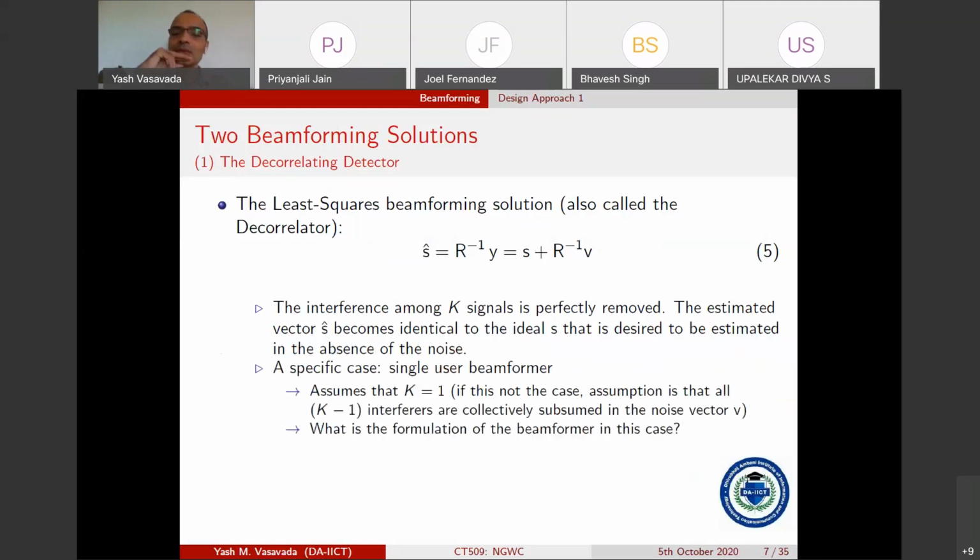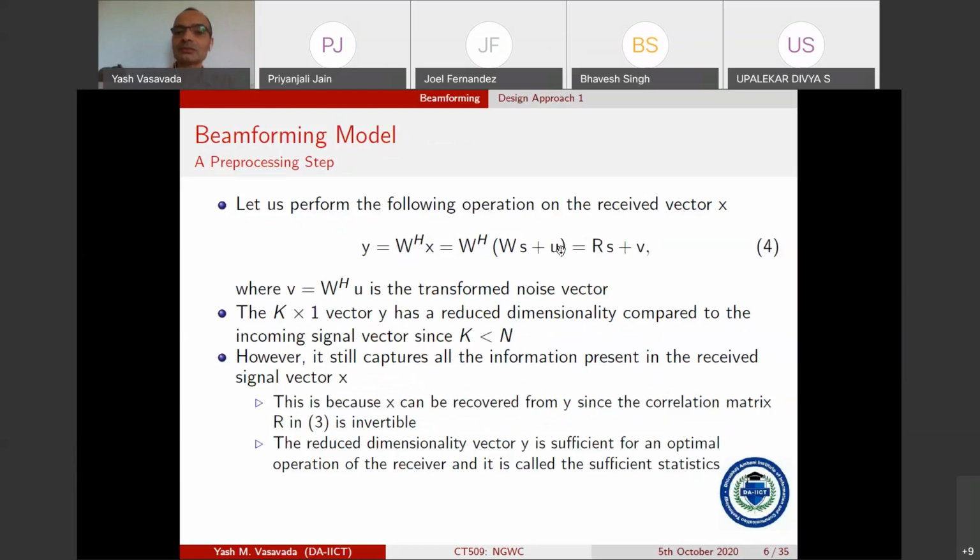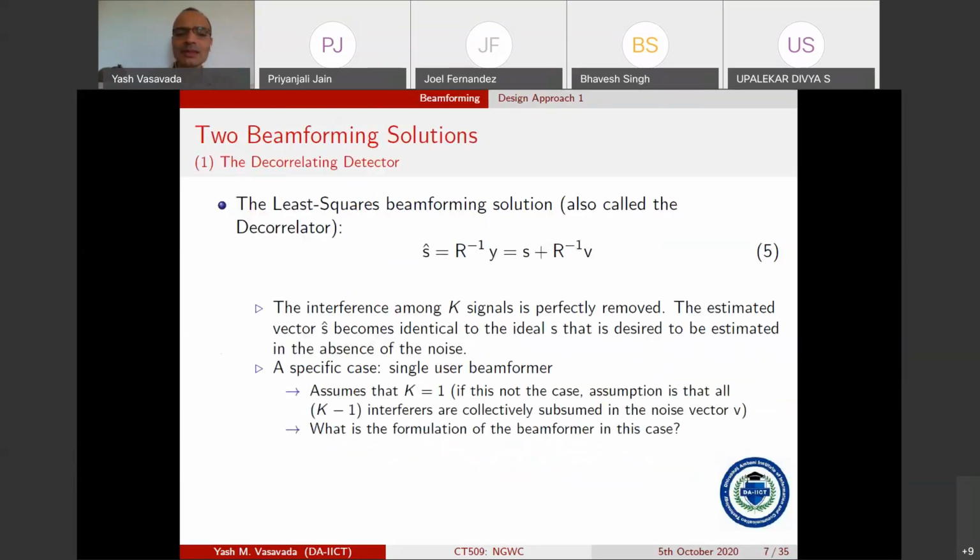Now, the other question I will ask you is, what happens if capital K is 1? Sometimes capital K is not 1, but then there are some receivers which are known as single user receivers, which just kind of raise their hands and say that we are going to just assume that capital K is 1. All the other K minus 1 transmitters, I'll just dump them into this vector U. I'll consider all of the other interference that is impacting me, I'll call it as noise. So that is what is known as a single user receiver.